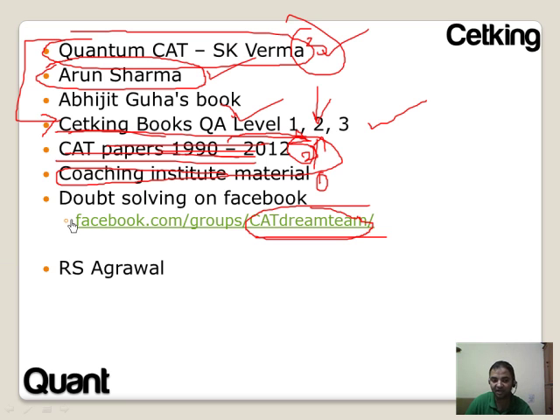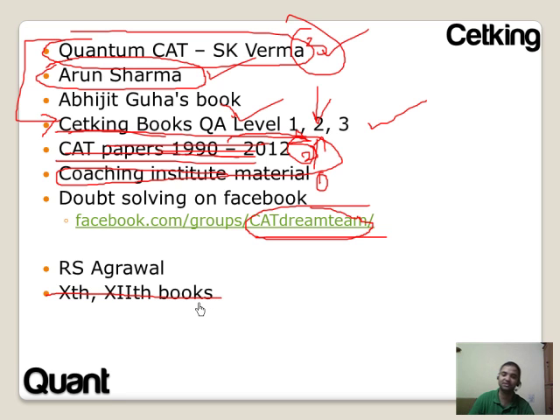Other books which I normally don't recommend is R.S. Agarwal. R.S. Agarwal is a good book, but for exams like banking PO and all. So please avoid R.S. Agarwal for your CAT preparation. A lot of people recommend doing 10th and 12th books. Again, it's a waste of time, because the type of questions and the way they are explained are not what comes in the exam.